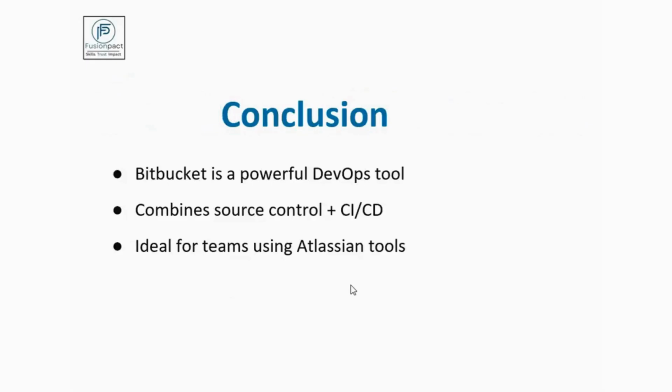So, conclusion: Bitbucket is a powerful DevOps tool. It combines source control and CI/CD, and it is ideal for teams which are using Atlassian tools. As it is developed by Atlassian, it has better integration with Atlassian tools.